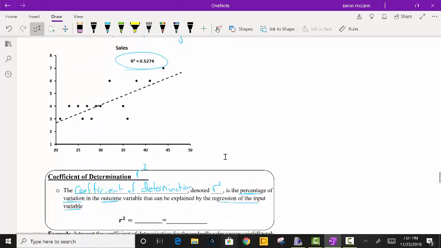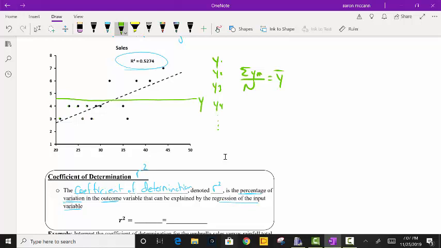That's kind of hard to understand, but if we go up here to this picture, every single one of these ordered pairs has a y value. If we were to take all the y values and add them up and divide by how many there are, that would give us the average y value. So if we look at this line here, this would be our average y value. We're not going to do this for all the points, but we'll look at, say, 1 point.